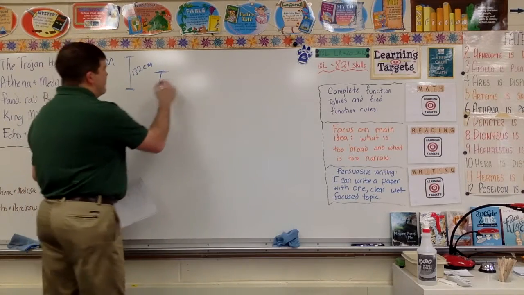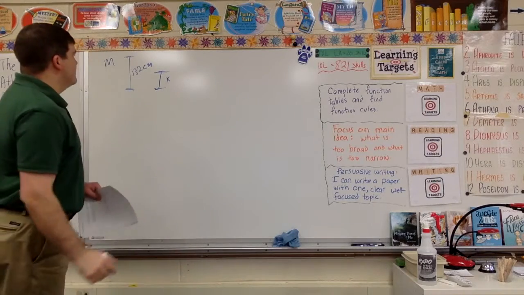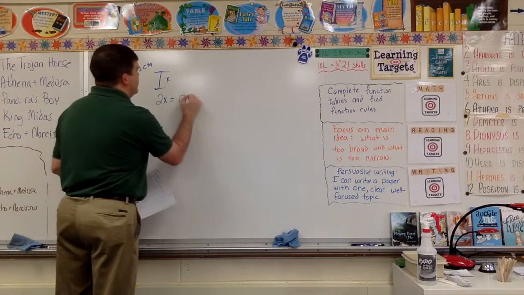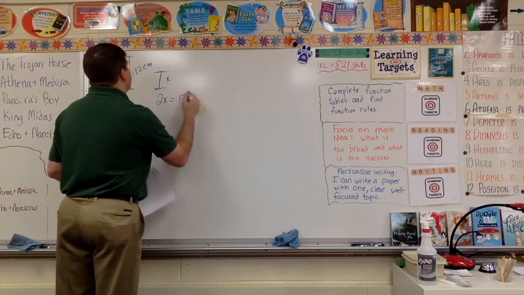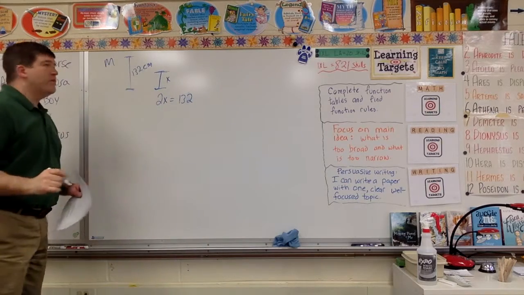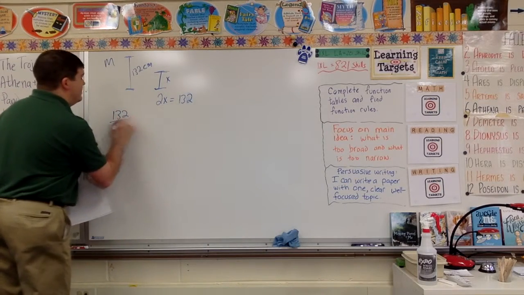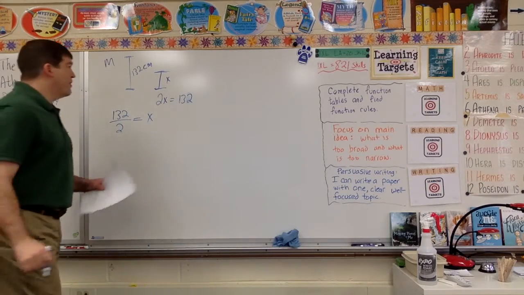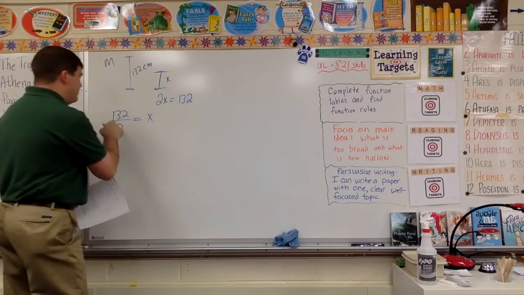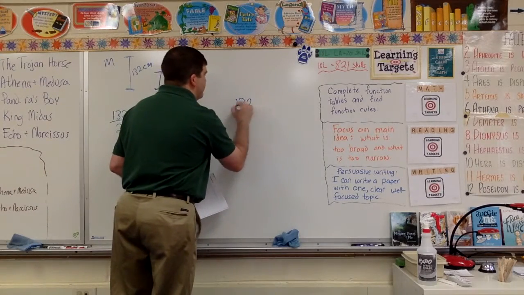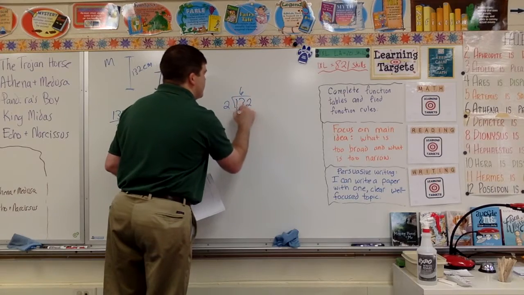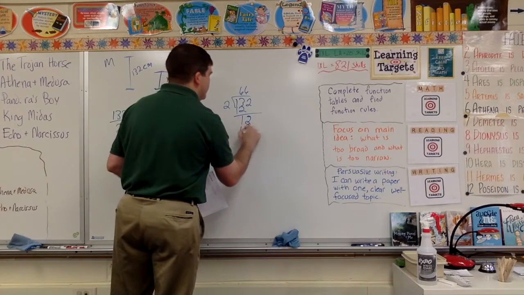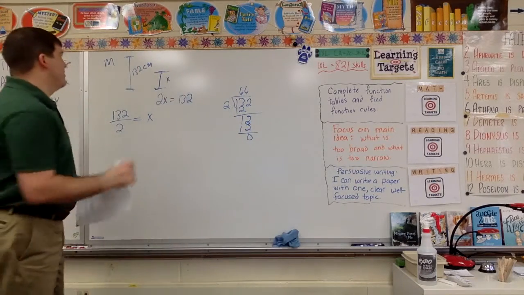So I could do this a couple of different ways. This is x. X times 2 is going to get me the 132. Or I could do 132, cut it in half, and that'll get me x. Okay? Either way will give me this height. So I'm going to do it this way. 132 divided by 2 is 6, 12. Bring down that, and that's 66 centimeters.